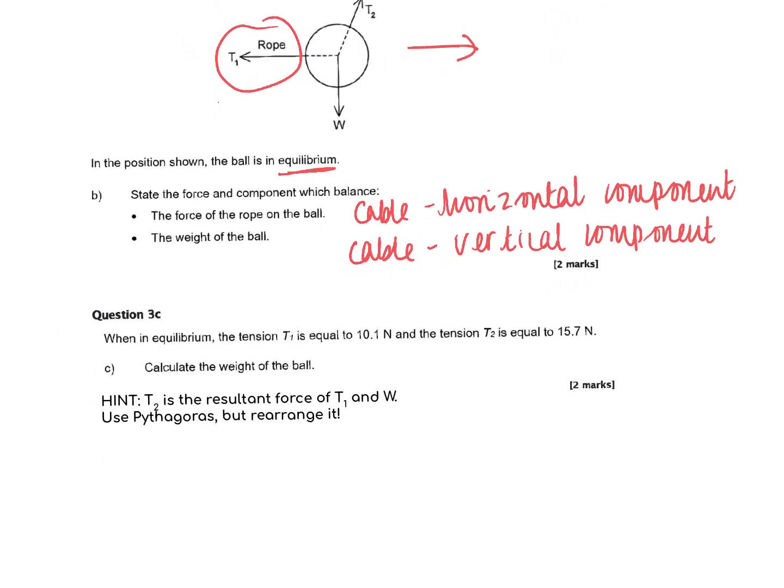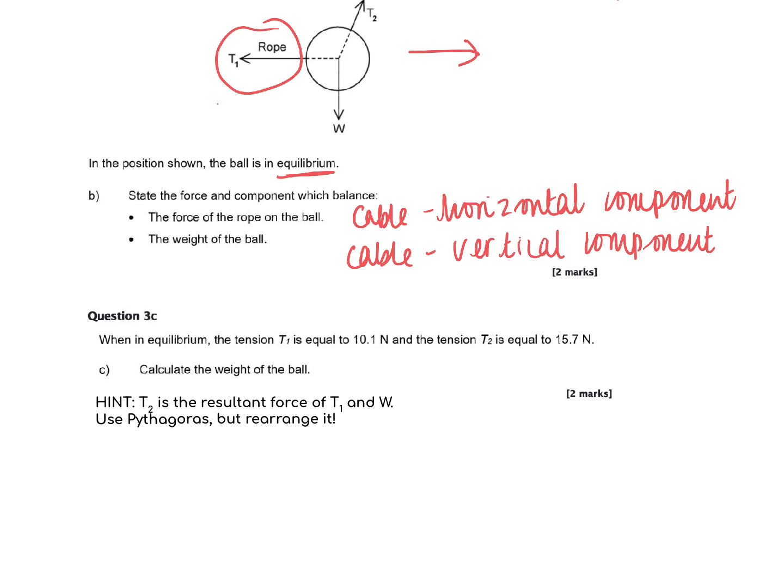Question 3c. When it's in equilibrium, the tension T1 is equal to 10.1 newtons and the tension T2 is equal to 15.7 newtons. Calculate the weight of the ball. So this question is a little bit challenging, that is why I have given you a hint. So T2 is the resultant force of T1 and W. Use Pythagoras but rearrange it. So I will draw the triangle because that will help us understand what we're going to do next.